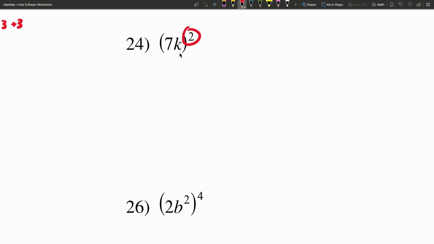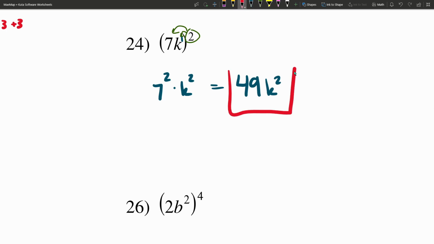Moving on to number 24, we have 7k squared. Remember, this exponent is applied to the terms that are multiplied together within these parentheses. So this squared is applied to the 7 and it's applied to the k. So I can rewrite this as 7 squared times k squared, because that's k to the first squared, which is k to the 1 times 2, or k squared. 7 squared, 7 times 7 is 49, and that gets multiplied by k squared. So 49k squared is our solution in number 24.